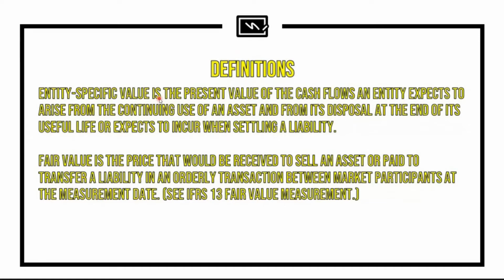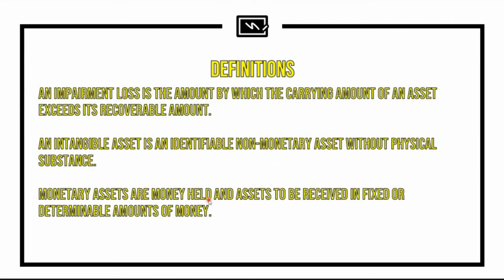We have entity-specific value, which we already specified before as the same as value in use because it depends on how the entity expects to use a particular asset. We have fair value, which is again the fair value which is defined by IFRS 13. We have impairment loss, which is basically the amount by which the carrying amount of the asset exceeds the recoverable amount. We discussed this already when we were discussing IAS 36.